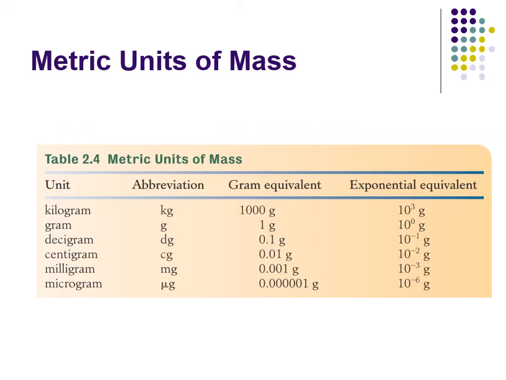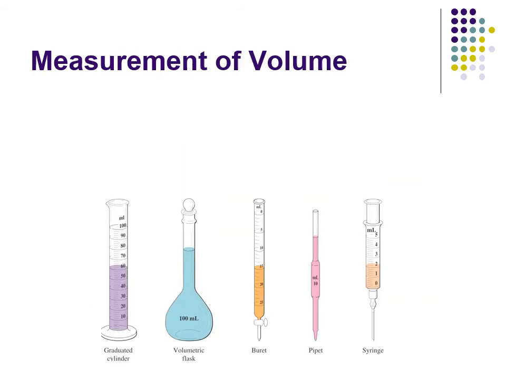So metric units for masses, again, kilogram, gram, probably never use decigram or centigram, but milligram is quite often, and microgram if you're doing something particularly small. But kilogram and milligram are going to be more common, or just in grams.